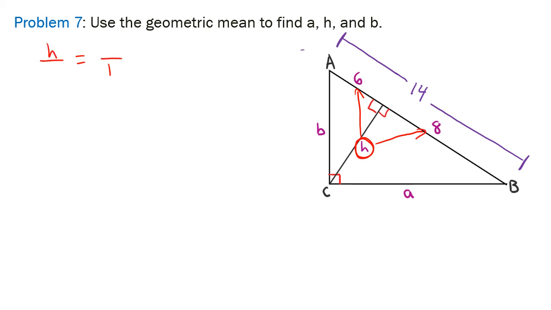H is going to show up twice because the one in this position always shows up twice. 6 will go in one fraction, 8 will go in the other. Now to solve for H, I'm going to multiply across. So I'm going to have H squared because H times H. And then 6 times 8 is 48. To solve for H, I'm going to square root both sides. And the square root of 48 is 6.9.